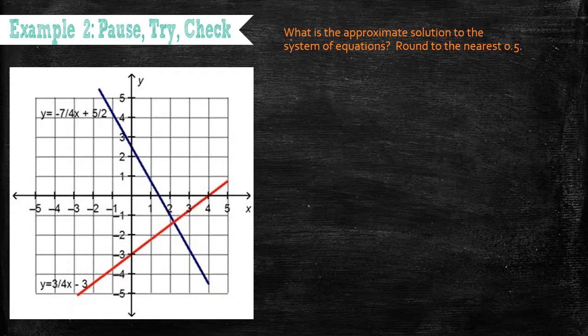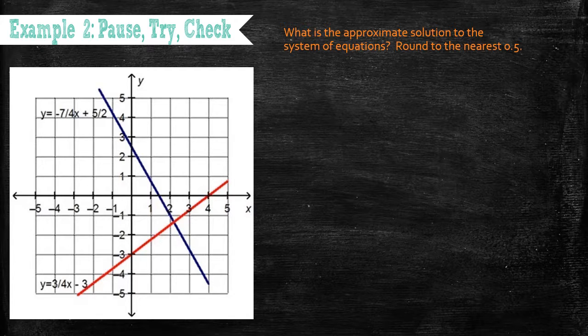So now would be a great time to go ahead and pause and then try this one on your own, and then you can come back and check your answer in just a moment. So this says, what is the approximate solution to the system of equations? And here we want to round to the nearest 0.5 or half.